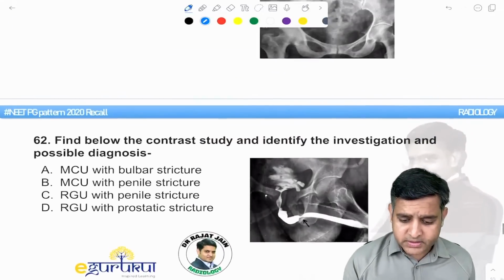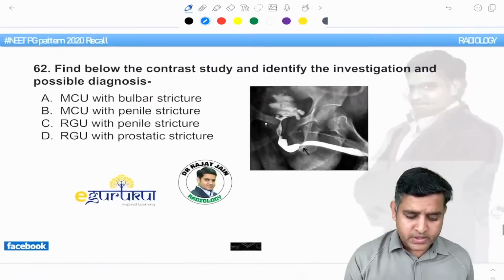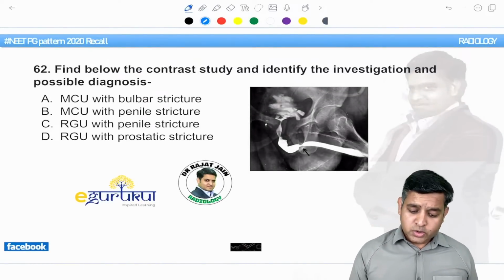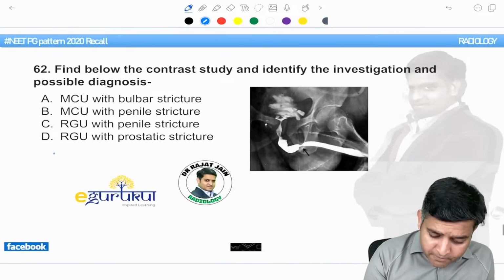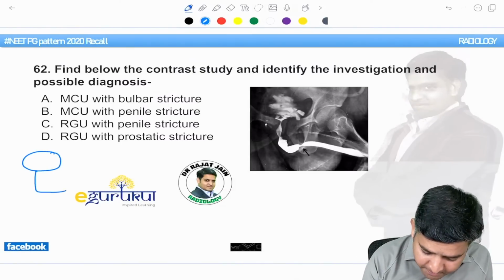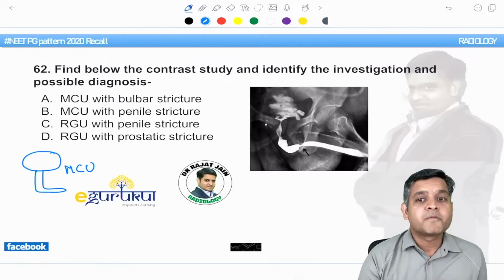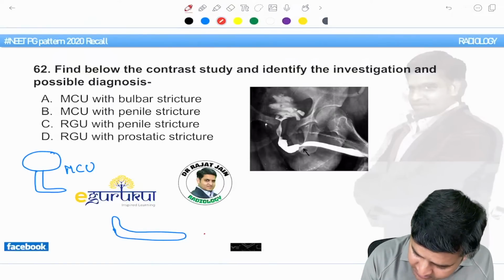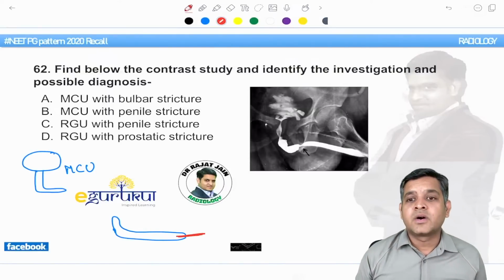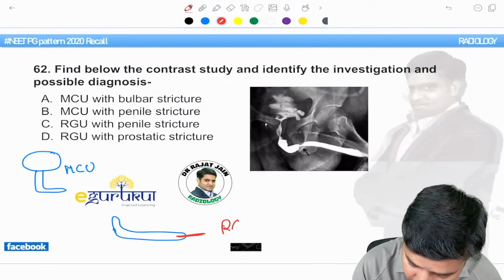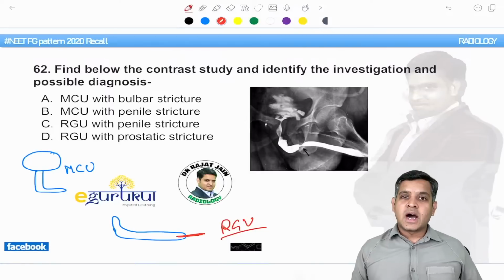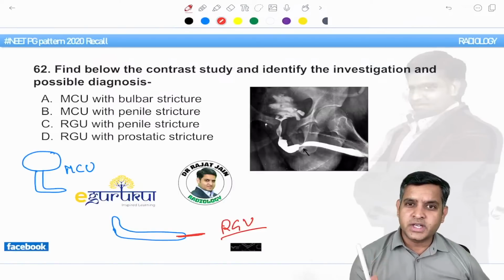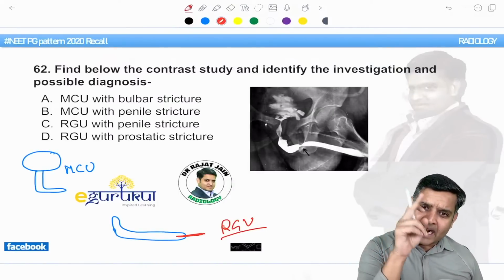Okay. Now let us see this. Find below the contrast study and identify the investigation and possible diagnosis. So please remember, don't miss it here. If you are seeing complete bladder and complete urethra, it is MCU. If you are seeing only the anterior part of the urethra and the dye has been given by putting a cannula or a catheter at the penile tip, this will be RGU. RGU will be to see the anterior urethra and MCU will be to see the bladder and the entire urethra.